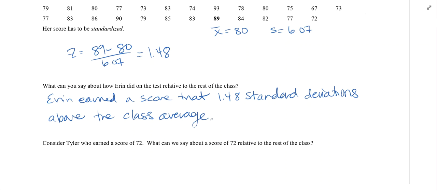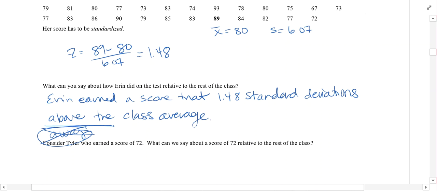A big thing in this chapter is, again, z-scores can be positive or negative, so they have direction. You don't want to just say it's 1.48 standard deviations away. Some students are going to do this. Don't do that, because we can tell if it's above or below. So you want to say that it's above the class average.